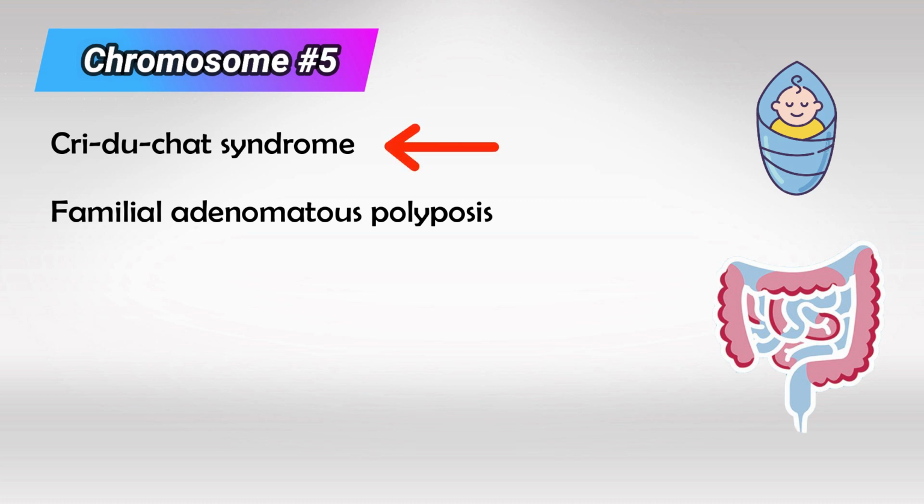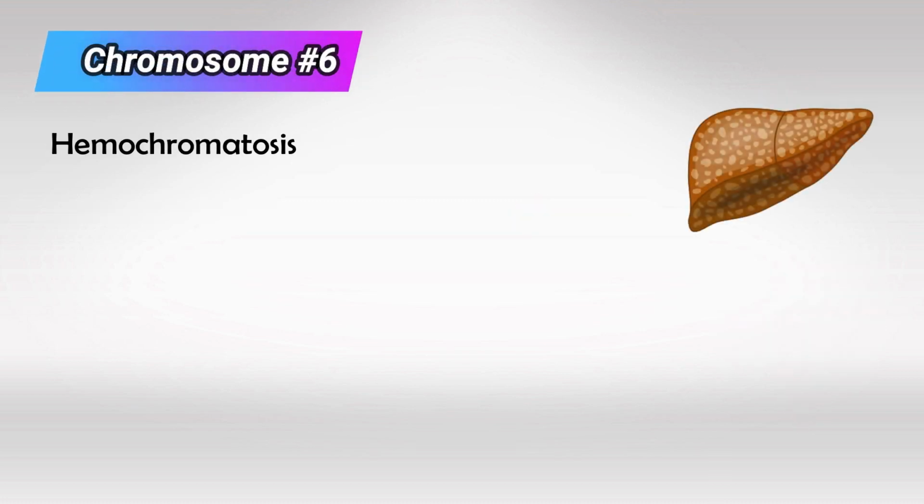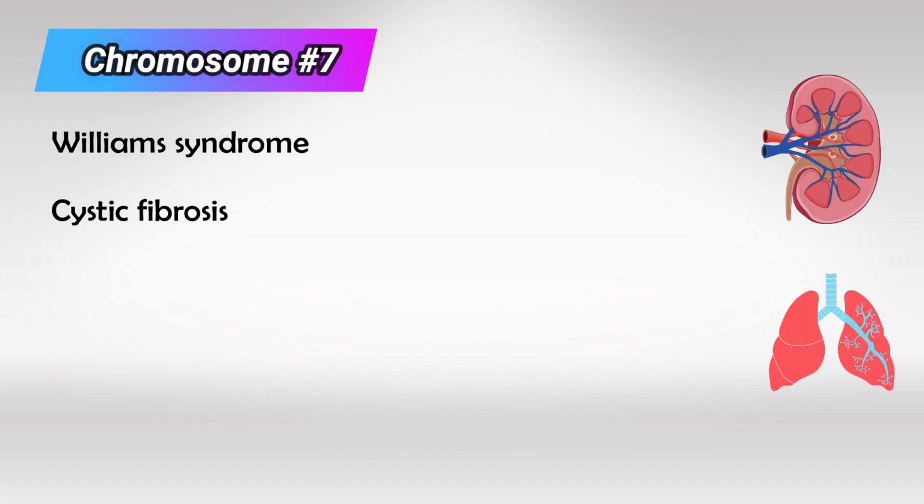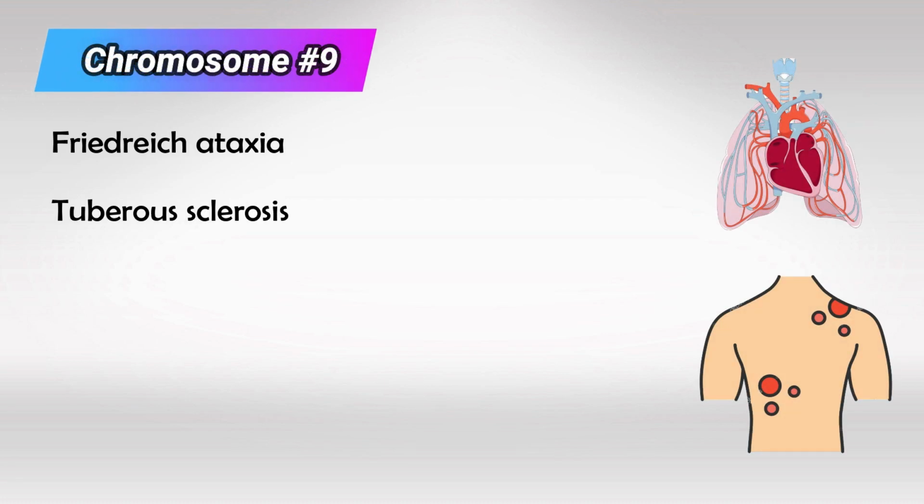The former produces a cry characterized by cat meowing, and the latter requires total colectomy to prevent colorectal cancer formation. Chromosome 6 mutations produce the hemochromatosis disorder. Chromosome 7 mutations form Wilms syndrome and cystic fibrosis. Chromosome 9 mutations produce 2 very distinct and kind of strange disorders, which are Friedreich's ataxia and tuberous sclerosis.